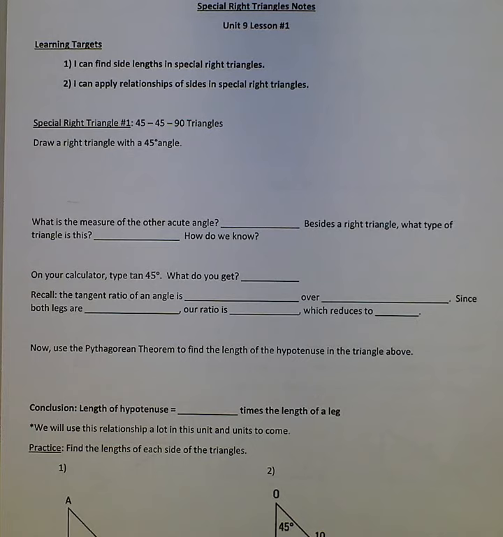Today we're going to talk about special right triangles, starting our new unit. At the end of this video, you should be able to find the lengths in special right triangles, and you should be able to apply relationships in special right triangles. Okay, so let's look at our first special right triangles. We'll talk about two today: 45, 45, 90 triangles, and 30, 60, 90 triangles.